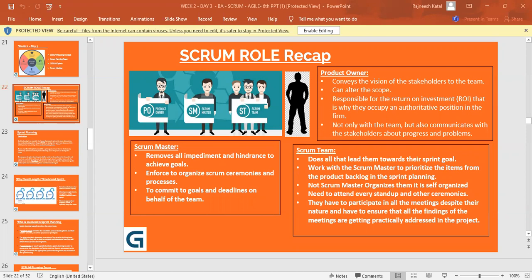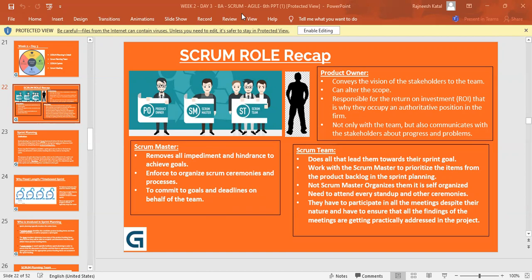If there is any hindrance, any obstacles, roadblocks, issues, problems, yes, obstacles. If they get any obstacles or any problem, as a Scrum Master they will remove all of that to achieve the goals. That is what it says. Right, right.